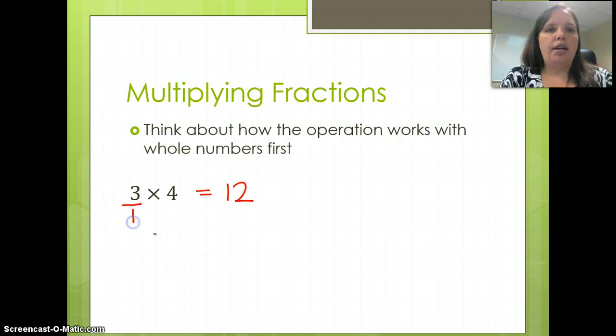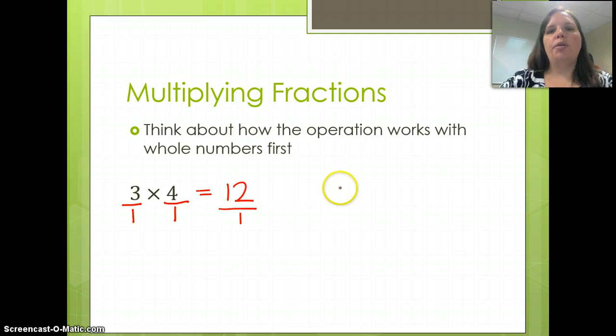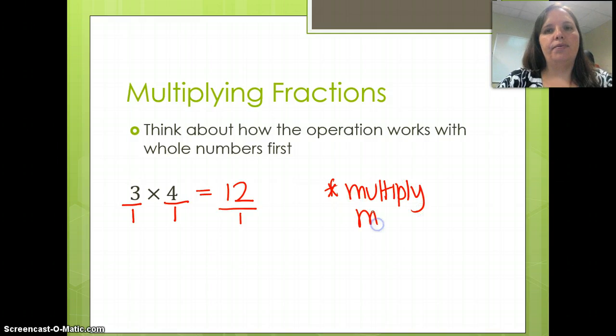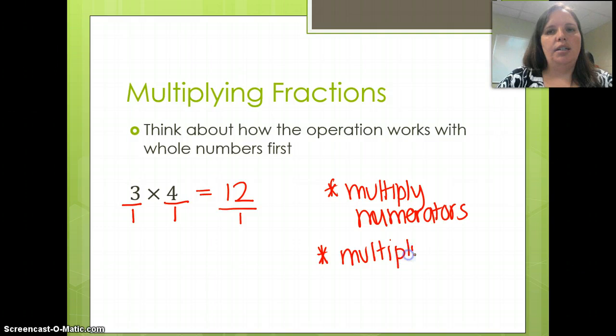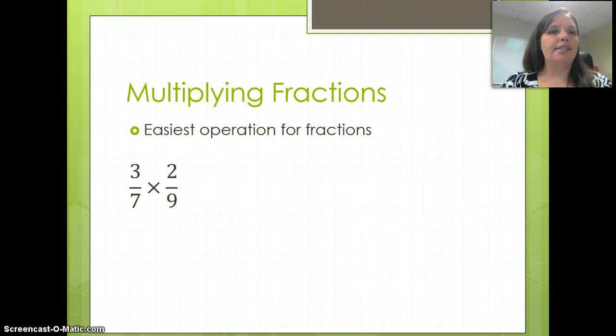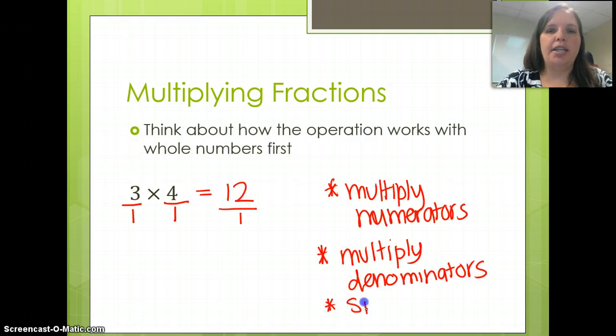Well, if I do 3 as 3/1, 4 as 4/1, it can kind of help me see that to multiply fractions, what do I really need to do? 12 is 12/1. Really what I'm doing is multiplying your numerators and then multiply your denominators. So it's just a matter of straight multiplication. After that, this is the easiest operation for fractions. After that, if I would list a third step here, I would say simplify.